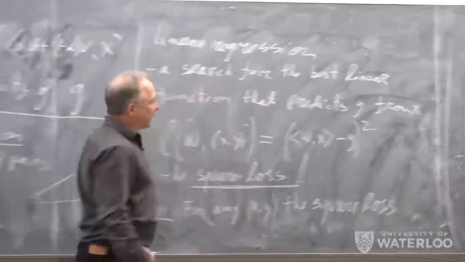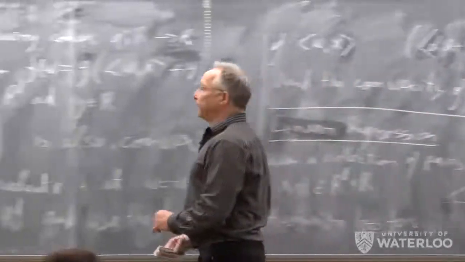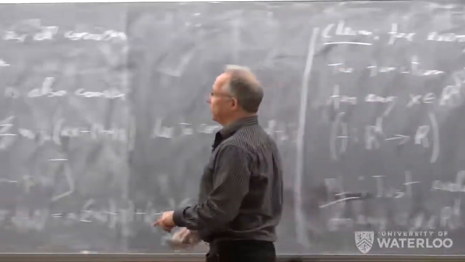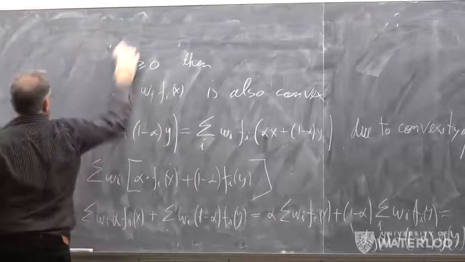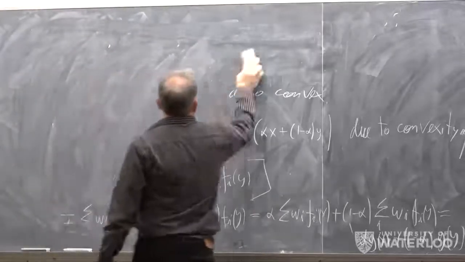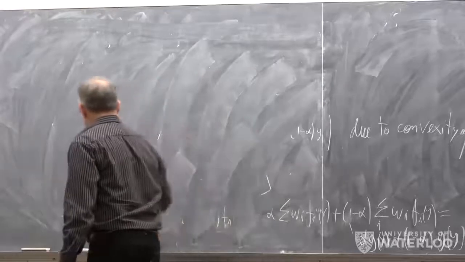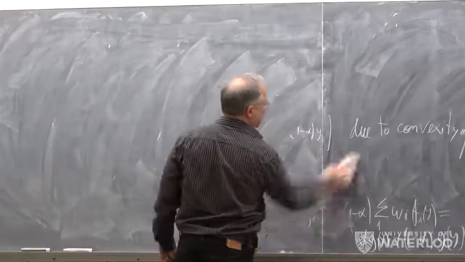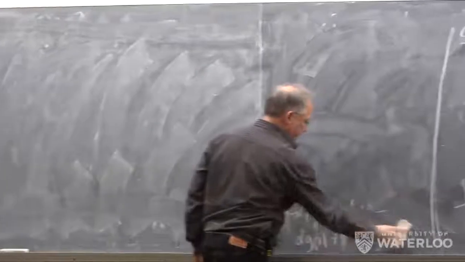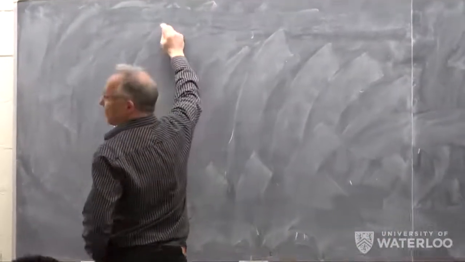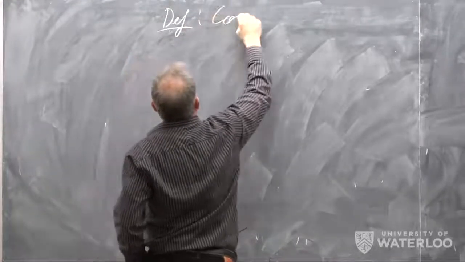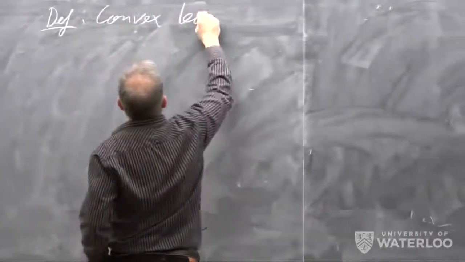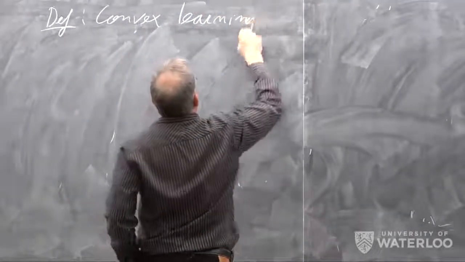So I want to switch now in my last 5 minutes to how does this connect to learning, and of course we will talk about it more in the next lecture. So I want to switch to connect it to learning. So we want to talk about convex. So here a definition. What are convex learning problems?